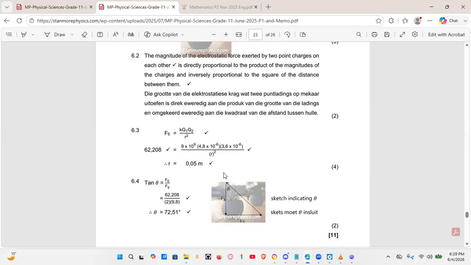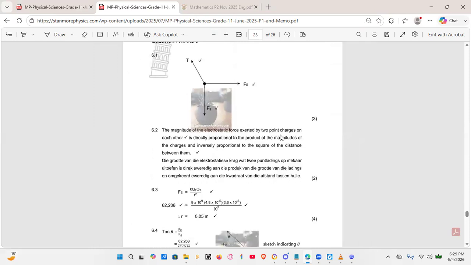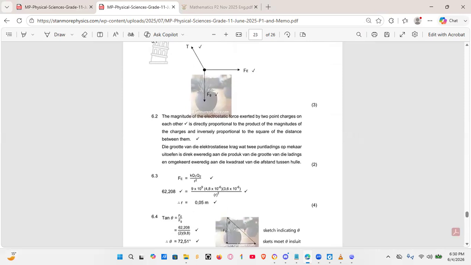Can you just go back up to the free body diagram quickly? I just want to see what it. Okay, thank you. Okay, this is interesting because here they're using the forces themselves.